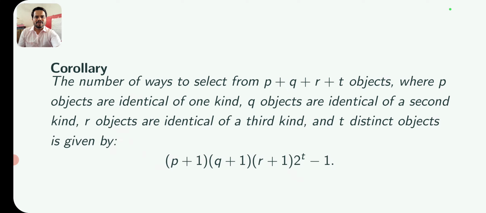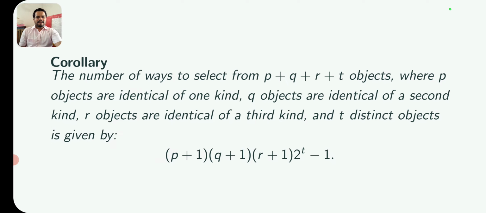Now we will see one corollary of selection with different objects. This is the statement of the corollary. The number of ways to select from P plus Q plus R plus T objects, where P objects are identical of one kind, Q objects are identical of second kind, R objects are identical of third kind, and T distinct objects is given by. It means that here T objects are distinct, and P, Q, R are identical of first, second and third kind.